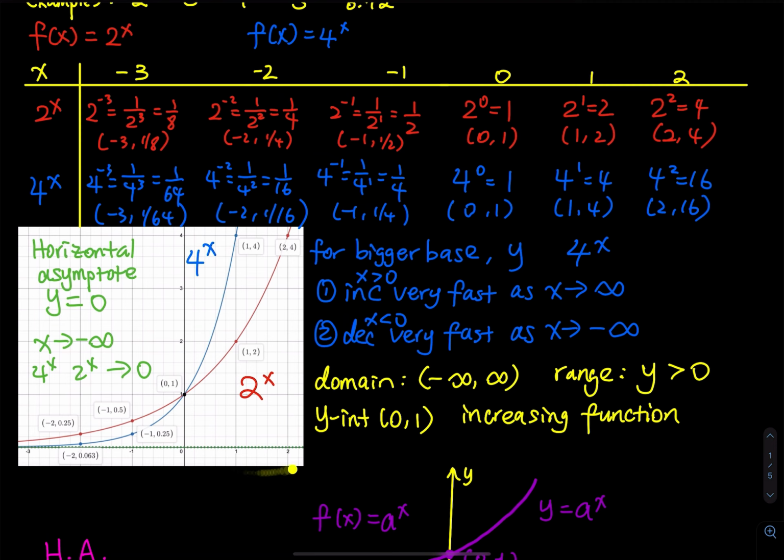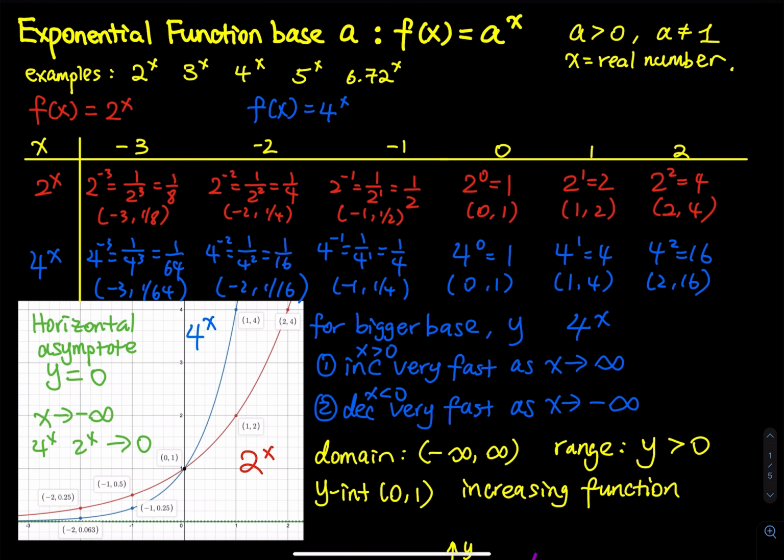The horizontal asymptote is y equals 0, which is the x-axis. On the picture you see here, I use a dotted line right here, y equals 0. As x goes to negative infinity, both functions approach 0. So that is the comparison of 2 to the x and 4 to the x. So what happens when the base is bigger?